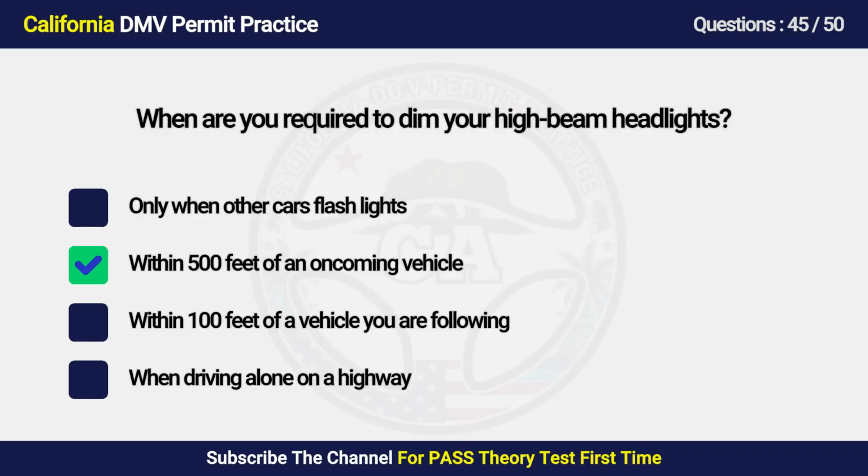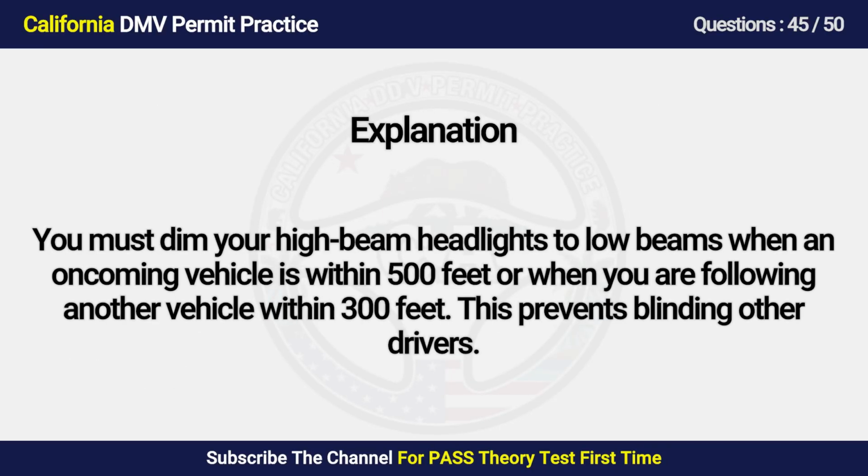Answer is B. Within 500 feet of an oncoming vehicle. You must dim your headlights to low beams when an oncoming vehicle is within 500 feet or when you are following another vehicle within 300 feet. This prevents blinding other drivers.